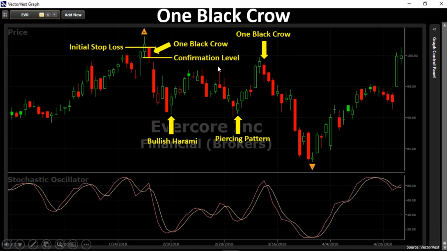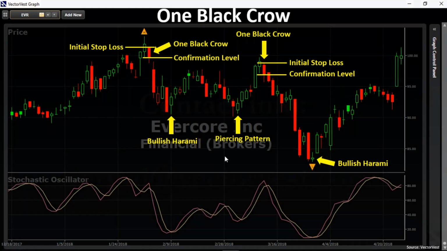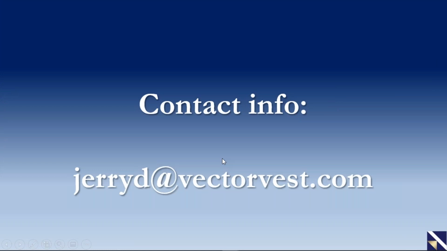There's your one black crow. Again, resistance there, and stochastics above 80 as well. There's your confirmation level. There's your initial stop. You can have reversed that trade, that bullish piercing pattern trade, closed it, opened a short trade based on the one black crow, rode that baby down, bullish Harami, and there you go.